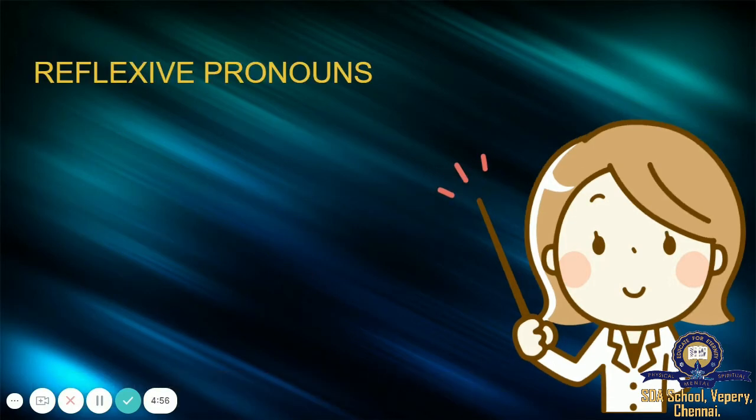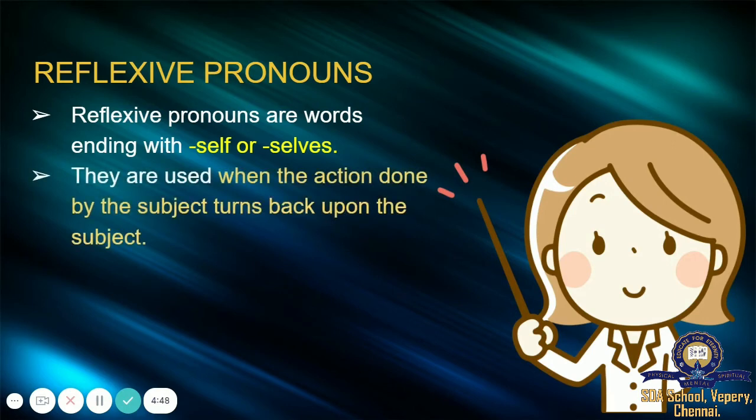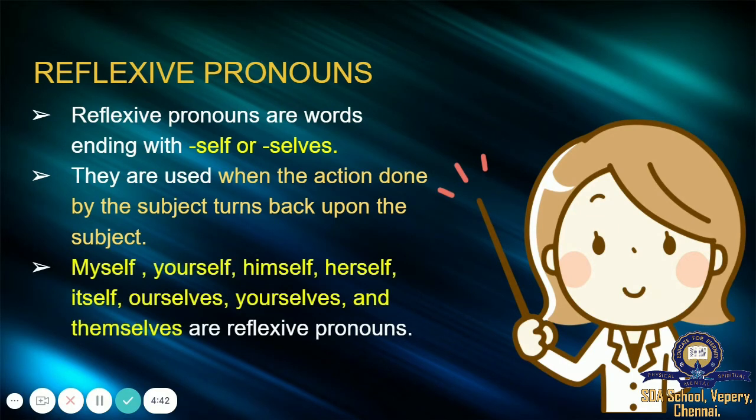Reflexive pronouns. Reflexive pronouns are words ending with self or selves. They are used when the action done by the subject turns back upon the subject. Myself, yourself, himself, herself, itself, ourselves, yourselves, and themselves are reflexive pronouns.